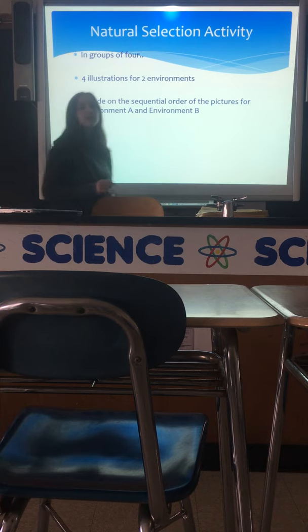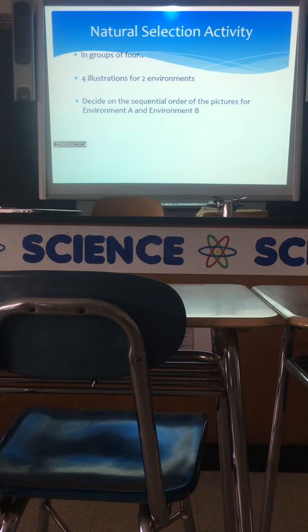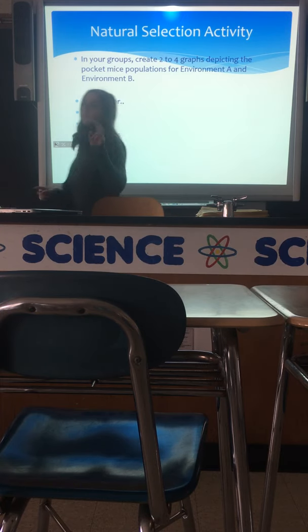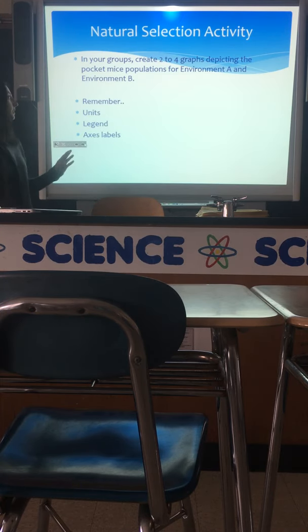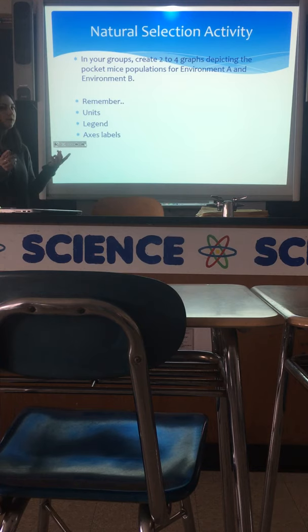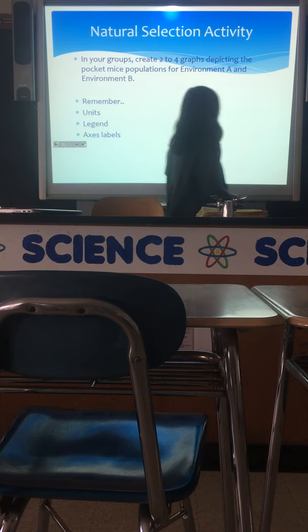So we're going to work on that, and then it's going to lead into a guided activity. You're then going to create 2 to 4 graphs, okay? So it's up to you, depicting the pocket mice populations for environment A and environment B. So there's 2 different populations. There's the tan color and then the black color. So 2 to 4 graphs. You can figure out if you want to, get creative, think outside the box, and remember your units, your legends, and your axes labels, okay? That's written on your sheets. You should remember.